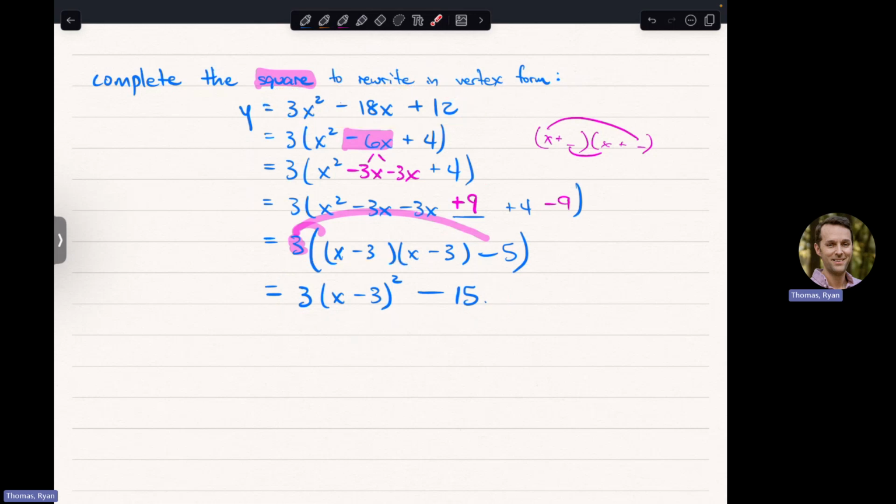Again, this is in vertex form, where I can look at this and read off the transformations: this is 3 to the right with a vertical stretch and then shifted down 15. And this middle part is what completing the square looks like.